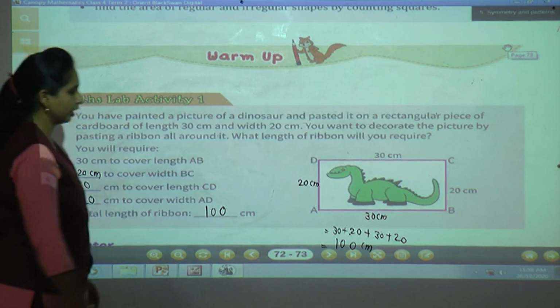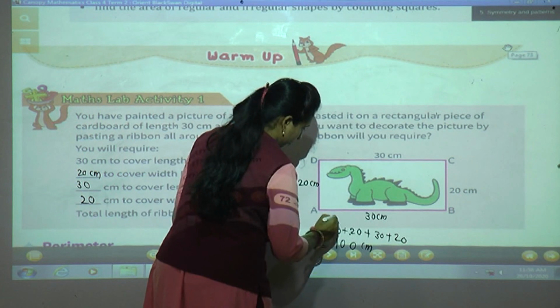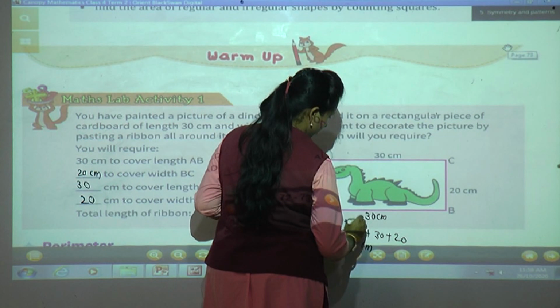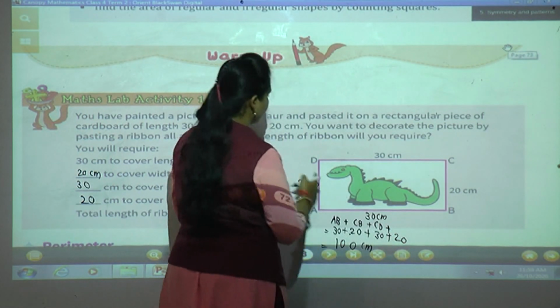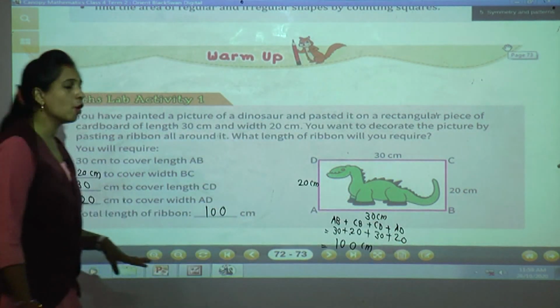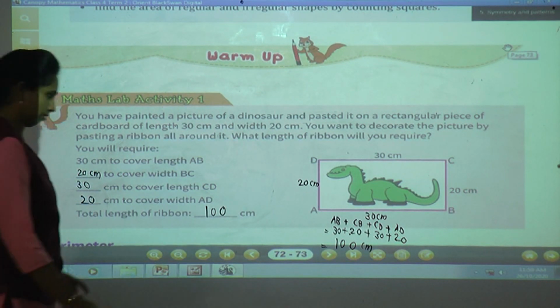See what I have done. This 30 means AB, plus this 20 means BC, again this 30 means CD, and again this 20 means AD. The addition of 4 sides is the length of the required ribbon. Got it? Clear till here? Yes, very good. Now we will see what is perimeter.